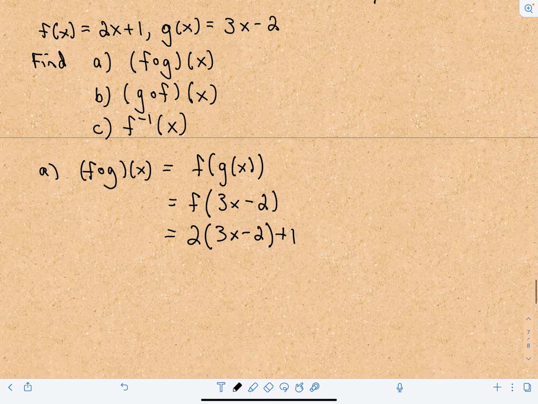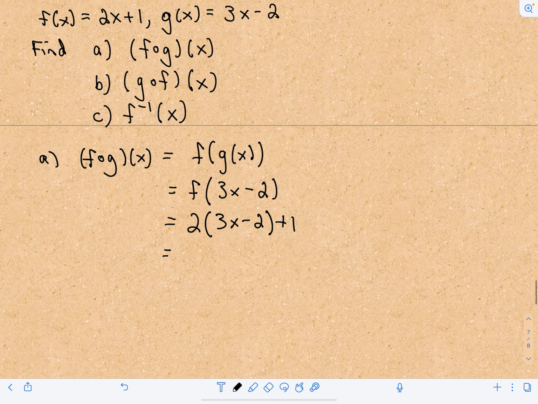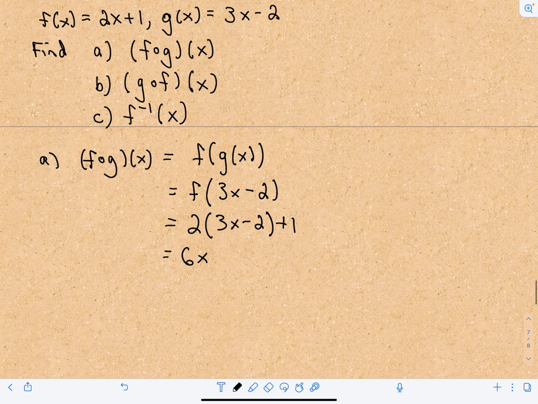Now it's just a matter of simplification. If we distribute, 2 times 3x is going to be 6x. 2 times negative 2 will be negative 4. And then we simply add 1. So we're going to be left with 6x minus 3. That'll be our solution.